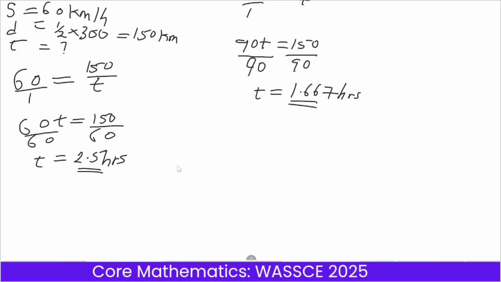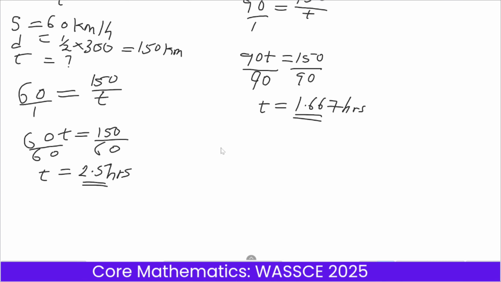So what do we do here? We are now looking for the average speed of the entire journey. That is from point A to point K. But we now know that our total distance is still 300. So let's say the total distance between the two cities is 300 kilometers.